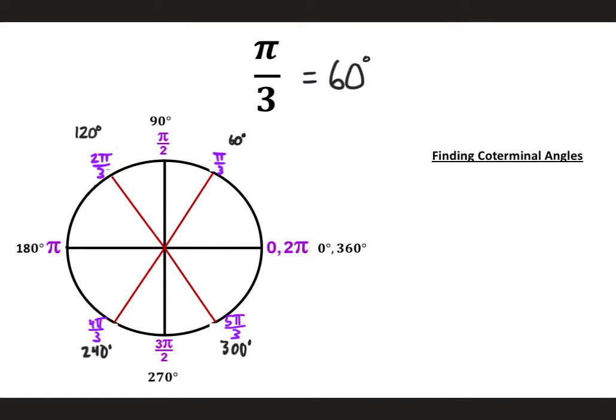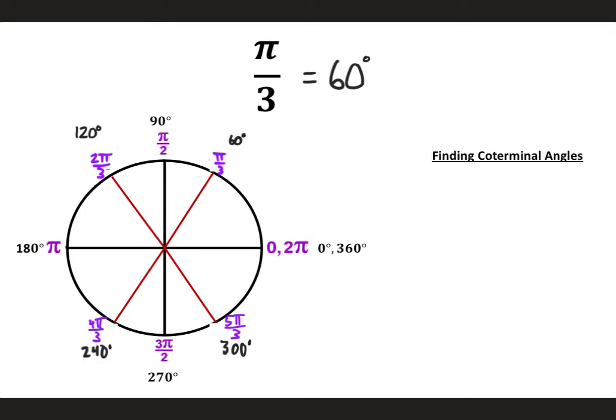Now, these are our least positive ones. These are the ones from 0 to 2 pi, or 0 to 360. So these are the most common ones you're going to look for. If you get one that's more than 5 pi over 3, you're going to subtract to get back to it. Or if you get one in the negative, you're going to add to get back to it.